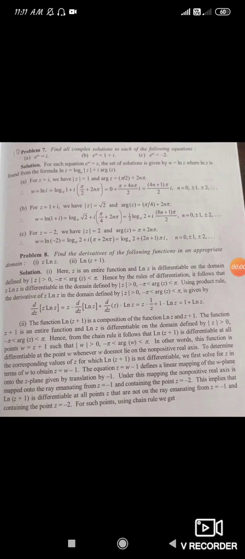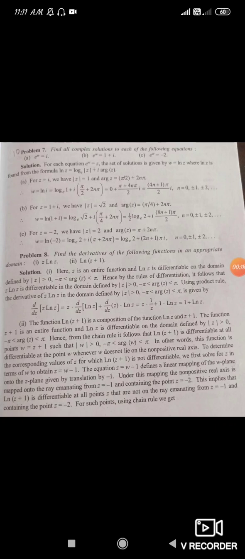Hello all. Today we are going to see some problems of the second chapter, elementary functions. So let's see problem number 7. Find all complex solutions to each of the following equations. First one, e raised to w equal to i.